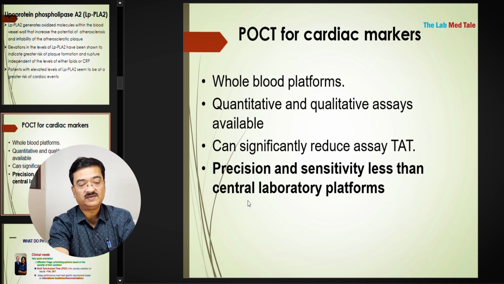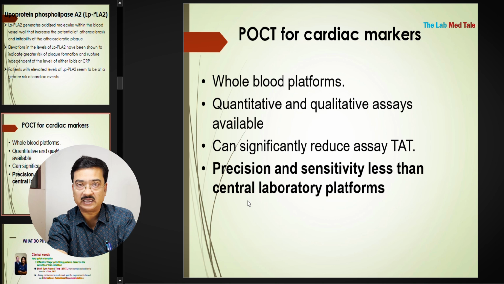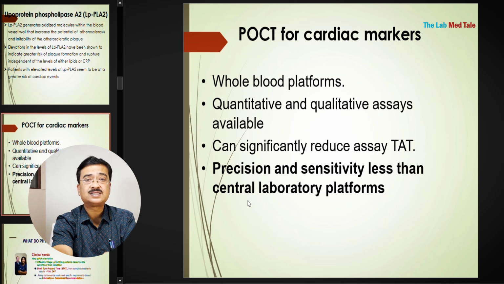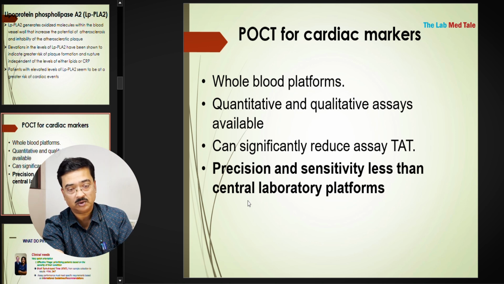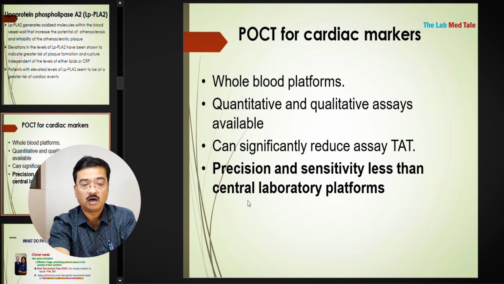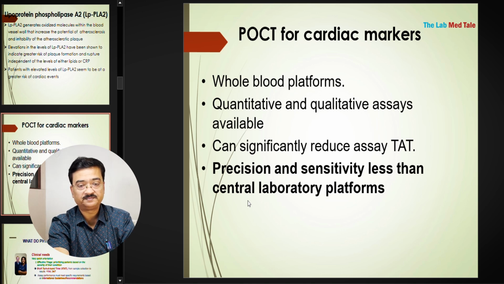Precision and sensitivity are less than in the laboratory. Yes, we know we cannot have that much correctness in point of care testing as we achieve in the laboratory. But there are certain times where slight inaccuracy is okay, but time delay cannot be okay. So this is one of the things about cardiac markers. That is why we are shifting more towards diagnosis in the point of care testing format.